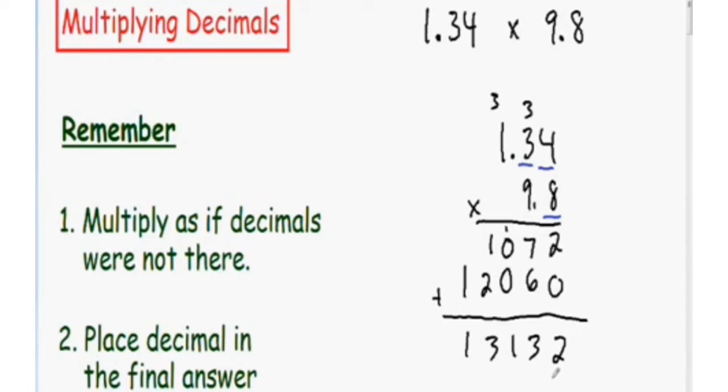All right, so we are going to move the decimal point from the right side of the 2 over the 2, over the 3 and over the 1. So we are going to have it between 3 and 1. So we have 13.132.